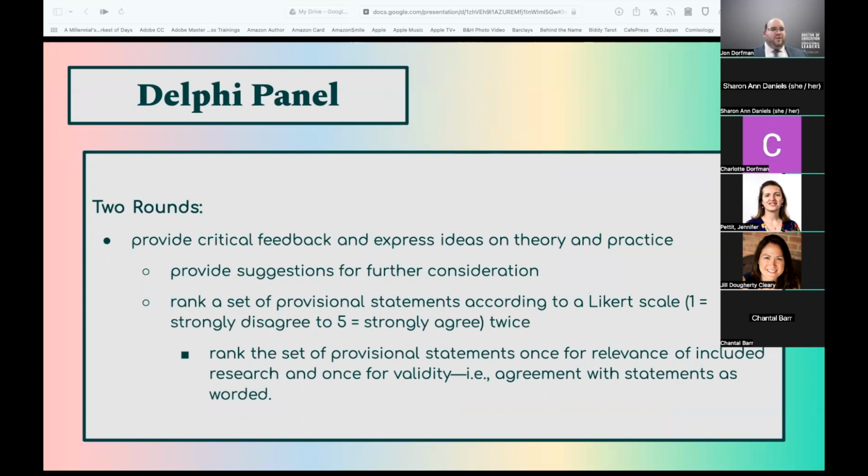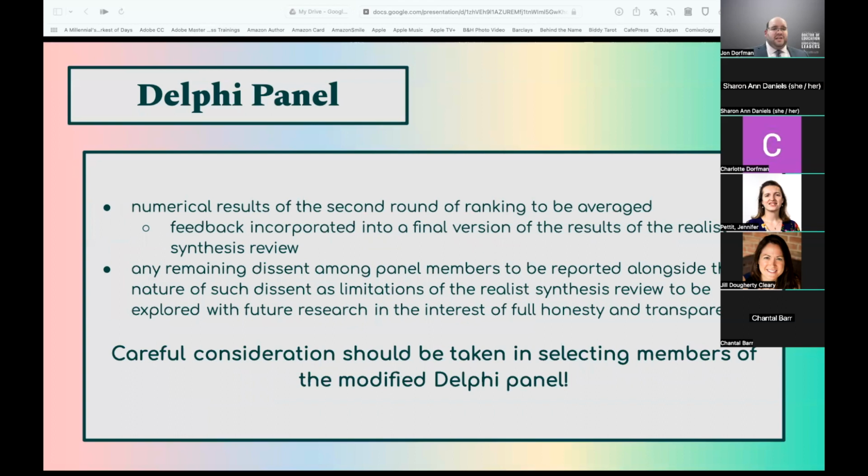There would be statements for relevance, like, is it relevant to what it's trying to move forward? And ones for validity, which is, do you agree with the statements as they are worded? Numerical results of the second round ranking would be averaged, and feedback would be incorporated into a more final version of the results of the realist synthesis. Any remaining dissent among panel members would be reported alongside the nature of such dissent as limitations of the realist synthesis, to be explored with yet still more future research in the interest of full honesty and transparency.